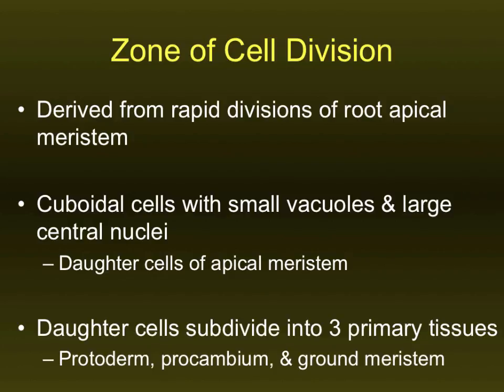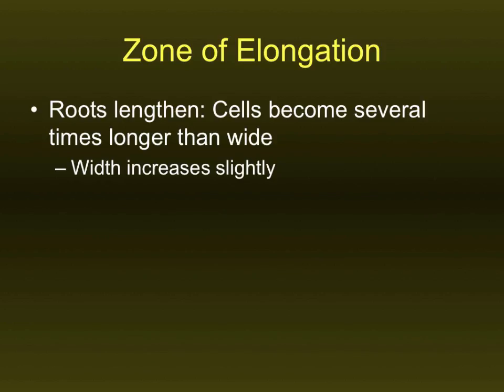The fate of any cell in terms of what it becomes, protoderm, procambium, or ground meristem, depends a lot on where it is in relation to the rest of the body of the plant. If the apical meristem produces cells toward the outside of itself, those cells typically are going to become part of protoderm. They're eventually going to become part of the dermal system. If cells are produced all the way in the core part of the apical meristem, they're going to become part of the procambium. And if they're produced toward the middle, they're going to be part of the ground meristem.